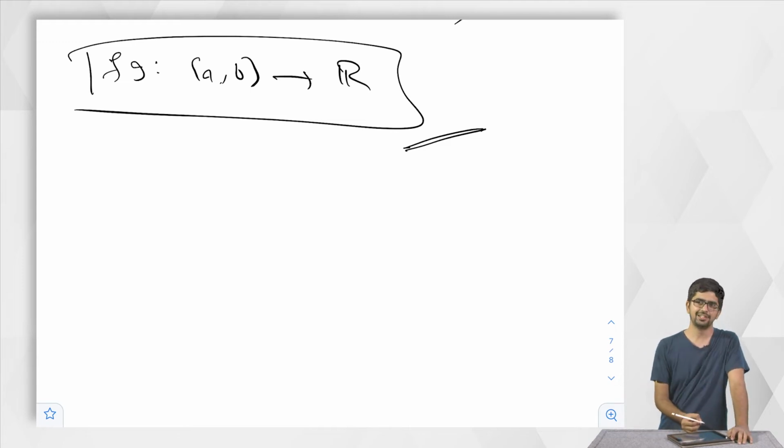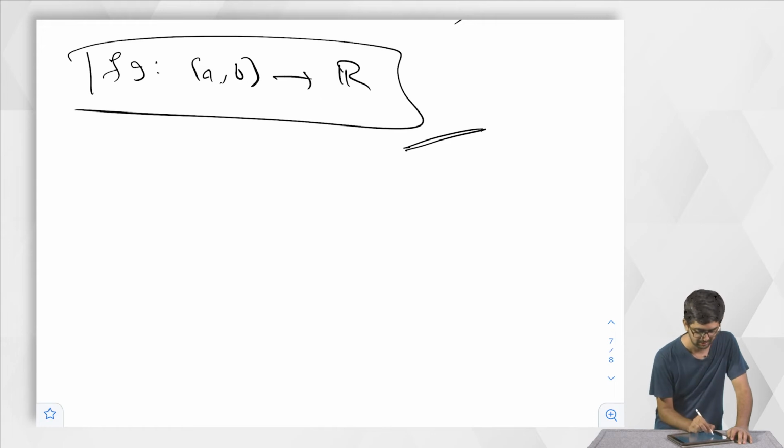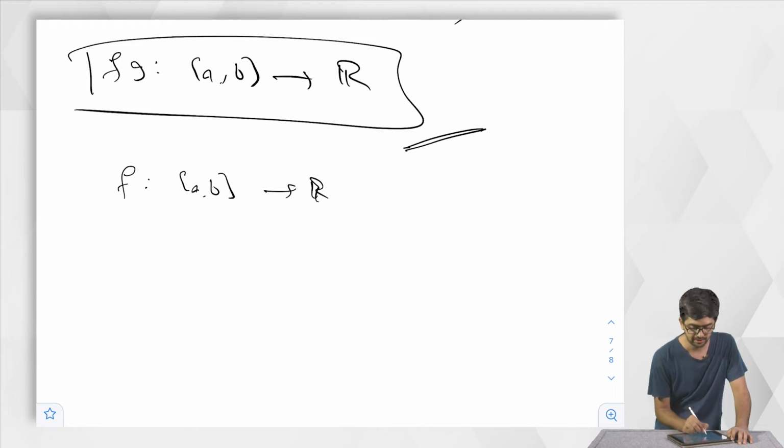The basic example that I can think of is the identity function f from a, b to R. Is it integrable? x goes to x.